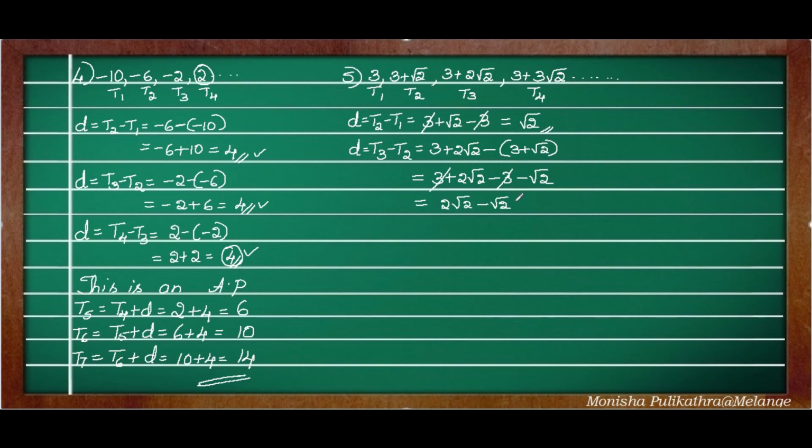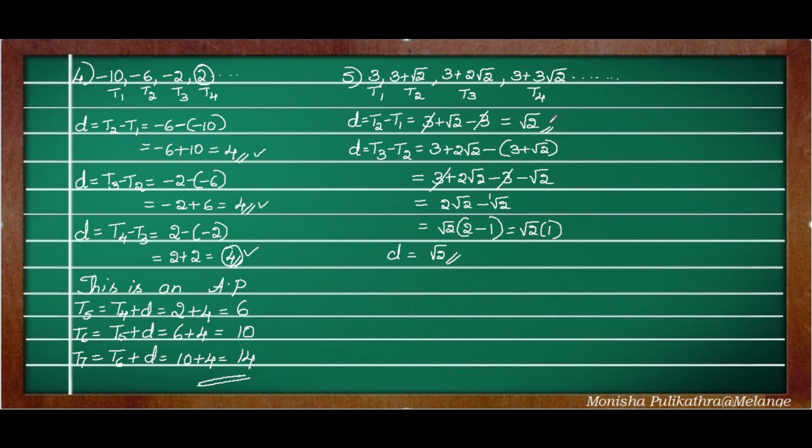So here root 2 and root 2 is common. You can take root 2 as a common term. When you take root 2 common, the remaining is 2 here. Minus, when you take out this root 2 as common, the remaining will be 1. So it will become root 2 into 2 minus 1, which is 1. So the common difference here is root 2 itself.